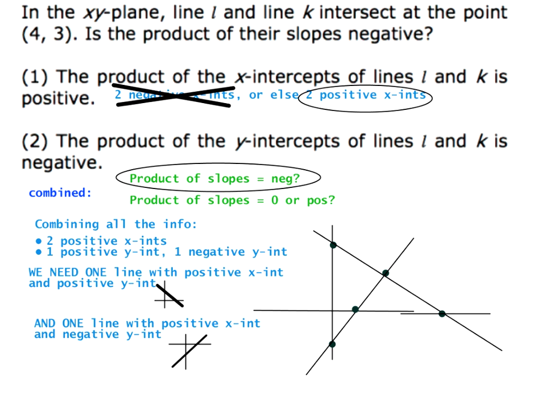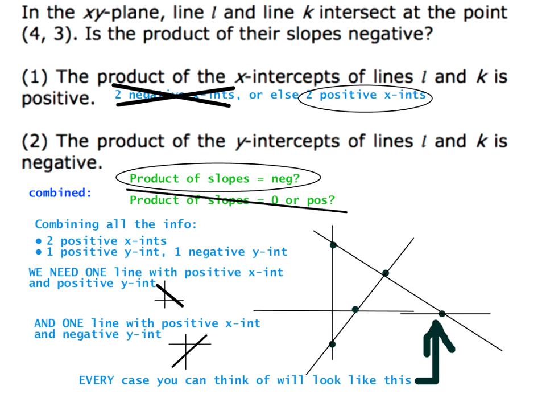You might not realize this right away, but if you plug in enough cases, you will realize in pretty short order that you're going to have one downward sloping line and one upward sloping line. So every case that you can think of will look like this. In some sense, it'll look like that. And so you're not going to get this. This is not a thing. And you're stuck with product of slopes equals negative. This is sufficient together. So this is going to be C like cat.